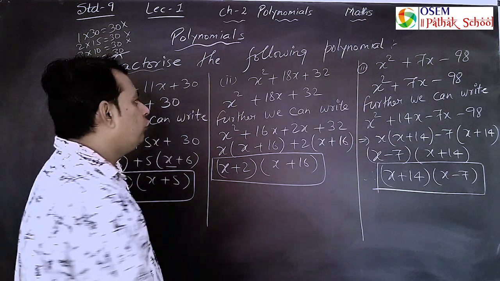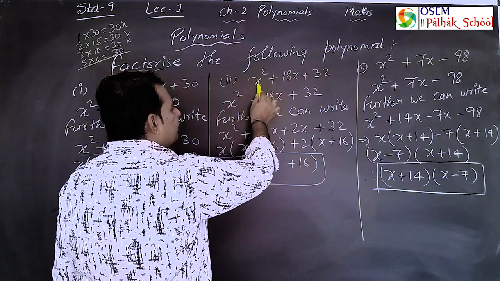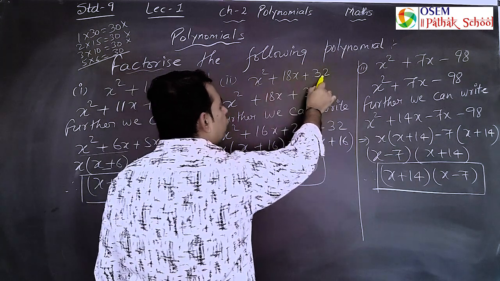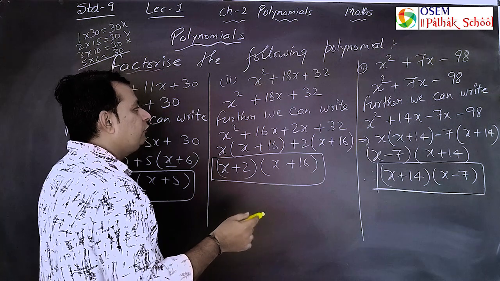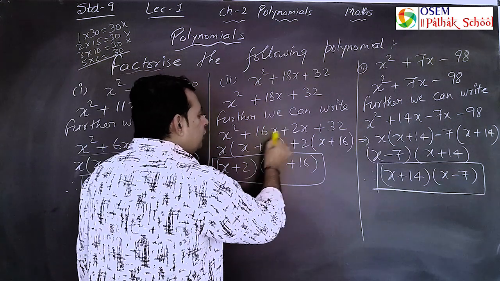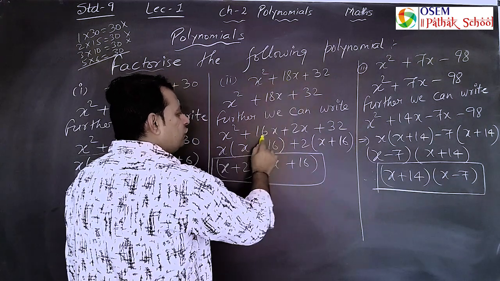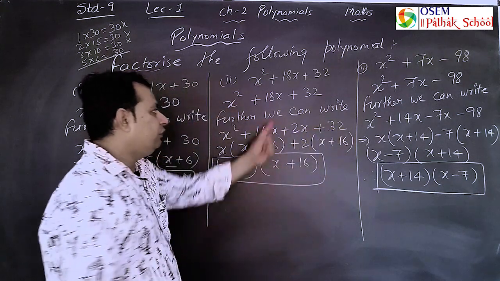The second question is over here. Again we can see x² + 18x + 32. Again we will find the factors of 32. So I have done the factors of 32. So it will be 16 plus 2 is 18, 16 into 2 is 32. So I have split it out.